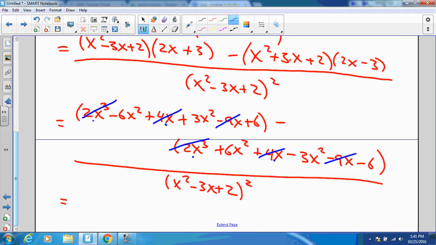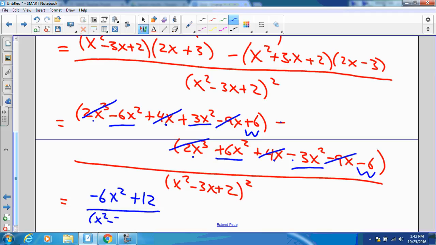Alright, now we can walk through and collect our terms. We have minus 6x squared, minus 3x squared, minus another 6x squared, and plus another 3x squared. Minus 12 plus 6 is minus 6x squared. That's not so bad. Plus 12, all of that over this guy right here. Huh, that's not so bad.